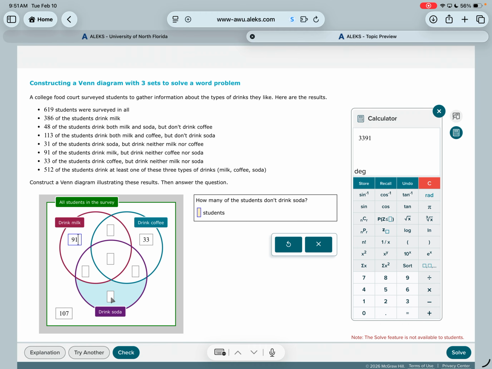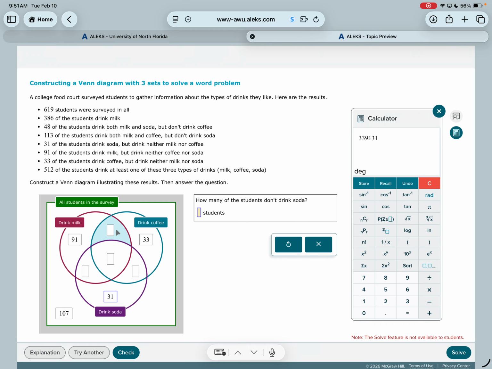31 drink soda, but not milk nor coffee. Okay, so those are my onlys. So now 113 drink both milk and coffee, but don't drink soda. So milk and coffee, but not soda. This is milk and coffee, but this is soda, so I'm only going to be this number right here.